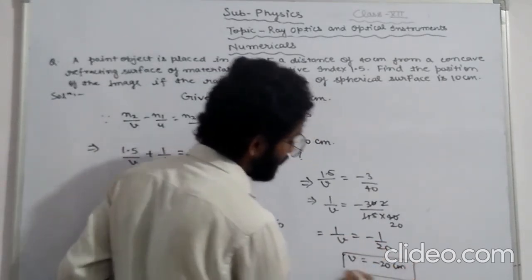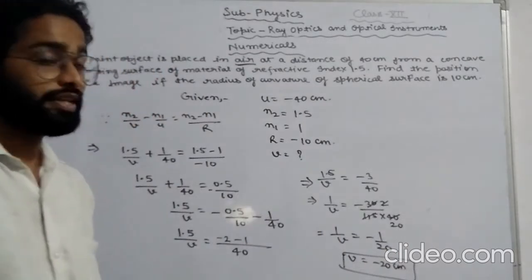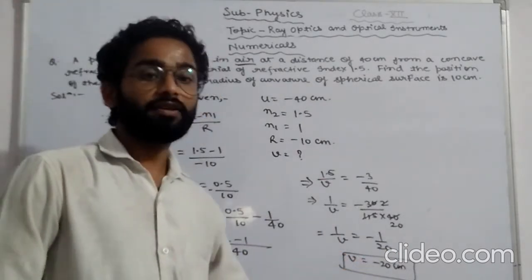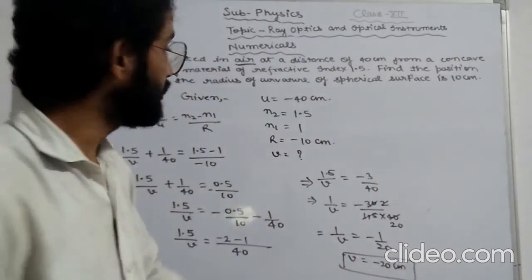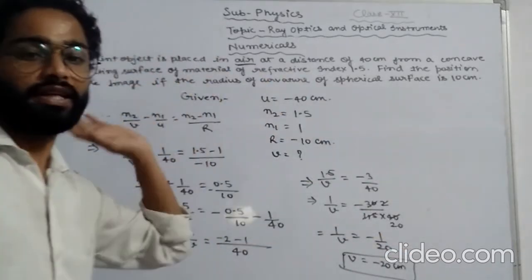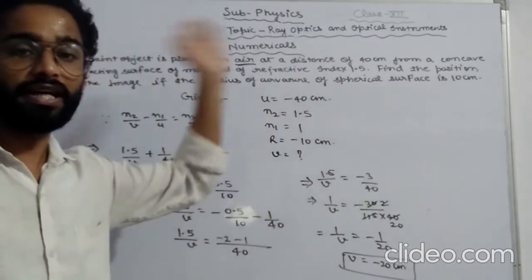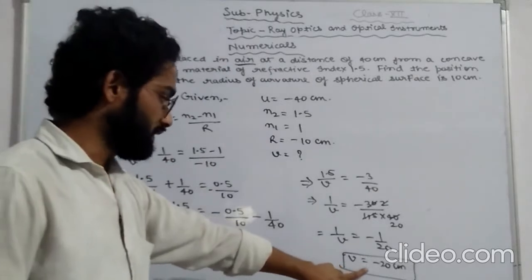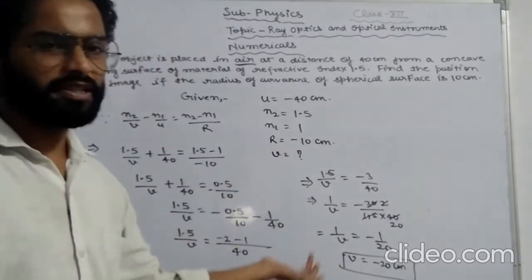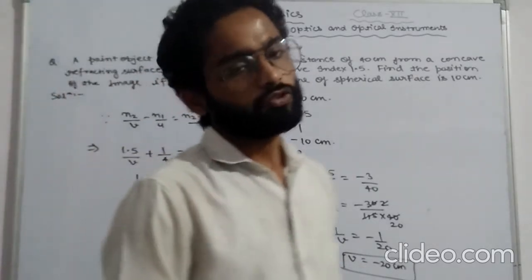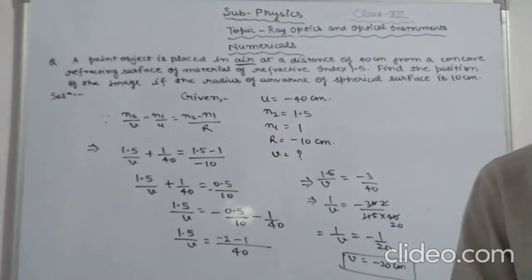So the image is formed at 20 centimeter, and this one is given in negative, that is minus 20 centimeter. The image will be formed at the same side. As U and V both are negative, that means the image is formed on the same side. So this one is all about this derivation. I hope you have got this derivation.